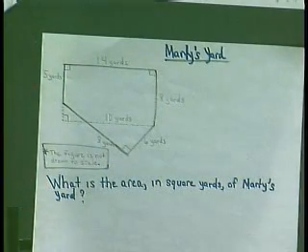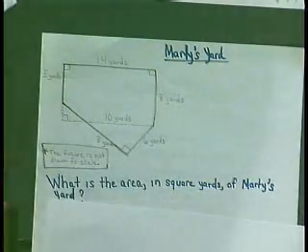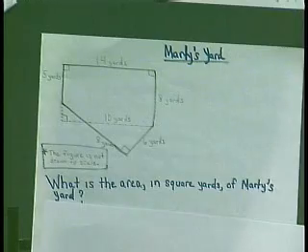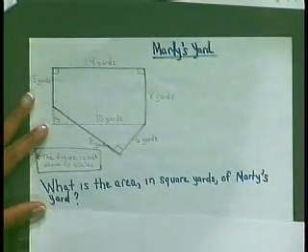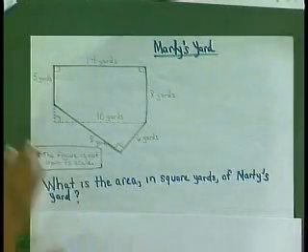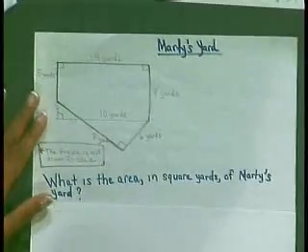Okay, so it says, what is the area in square yards of Marty's yard? Okay. Again, you're going to solve it just like you did the other problem. Remember what we did? We actually divided it up into different shapes, and then we came back at the end and added them all together. So this is what we're going to do. We're going to look at Marty's yard, and we're going to pick the shapes, break them apart, and then put them back together. So let's look at Marty's yard.